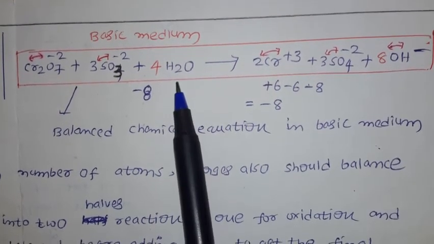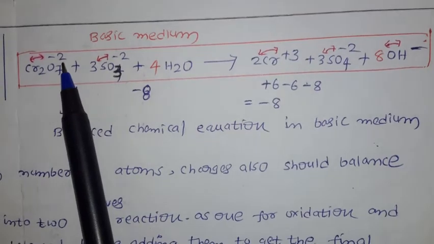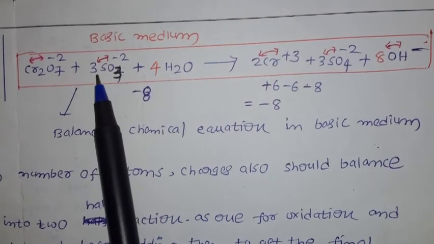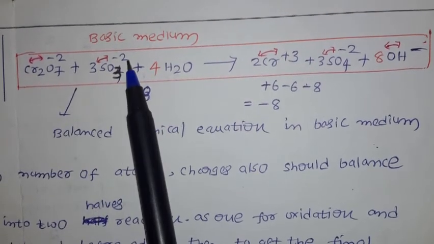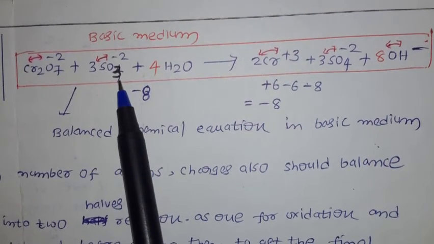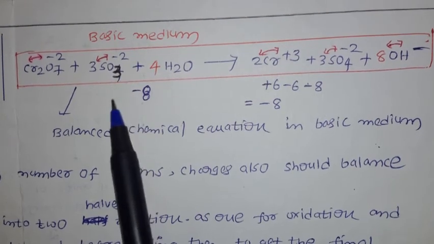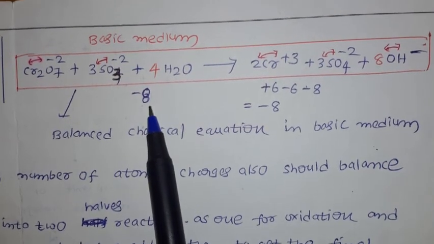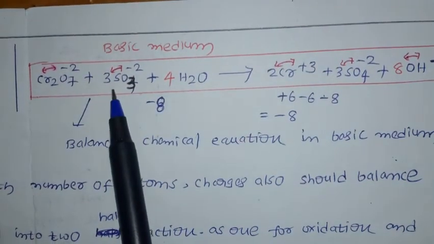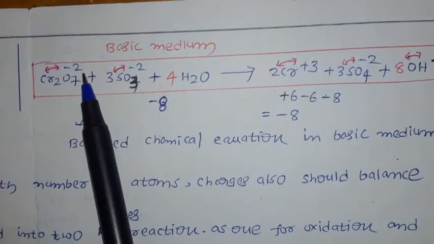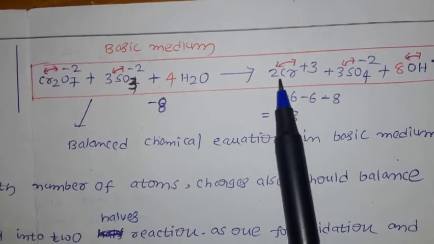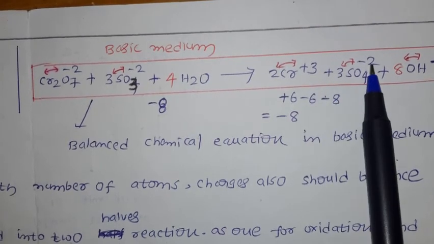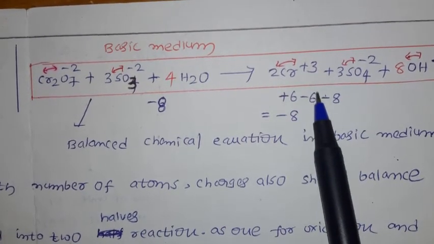Now let us see whether the charges are balanced or not. Here 2 into minus 2 into 1 means minus 2. Here 3 into minus 2 means minus 6. Total, minus 8 here. Now here this is plus 6, here we have minus 6. So plus 6 minus 6 cancel, giving 0.